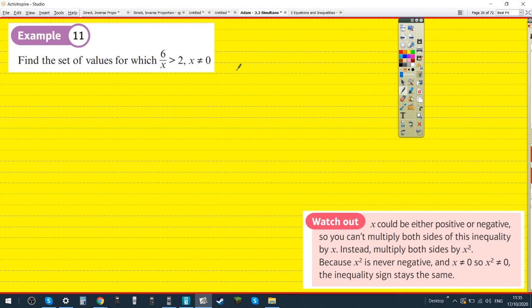So would you multiply by x on both sides? You would think so. However, if you did that, you would get 6 is greater than 2x. But if x is negative, it would be 6 is less than 2x. Because we don't know if x is positive or negative, there is something you can do to make any number not negative, and that is by squaring it. And so you would multiply both sides by x squared.